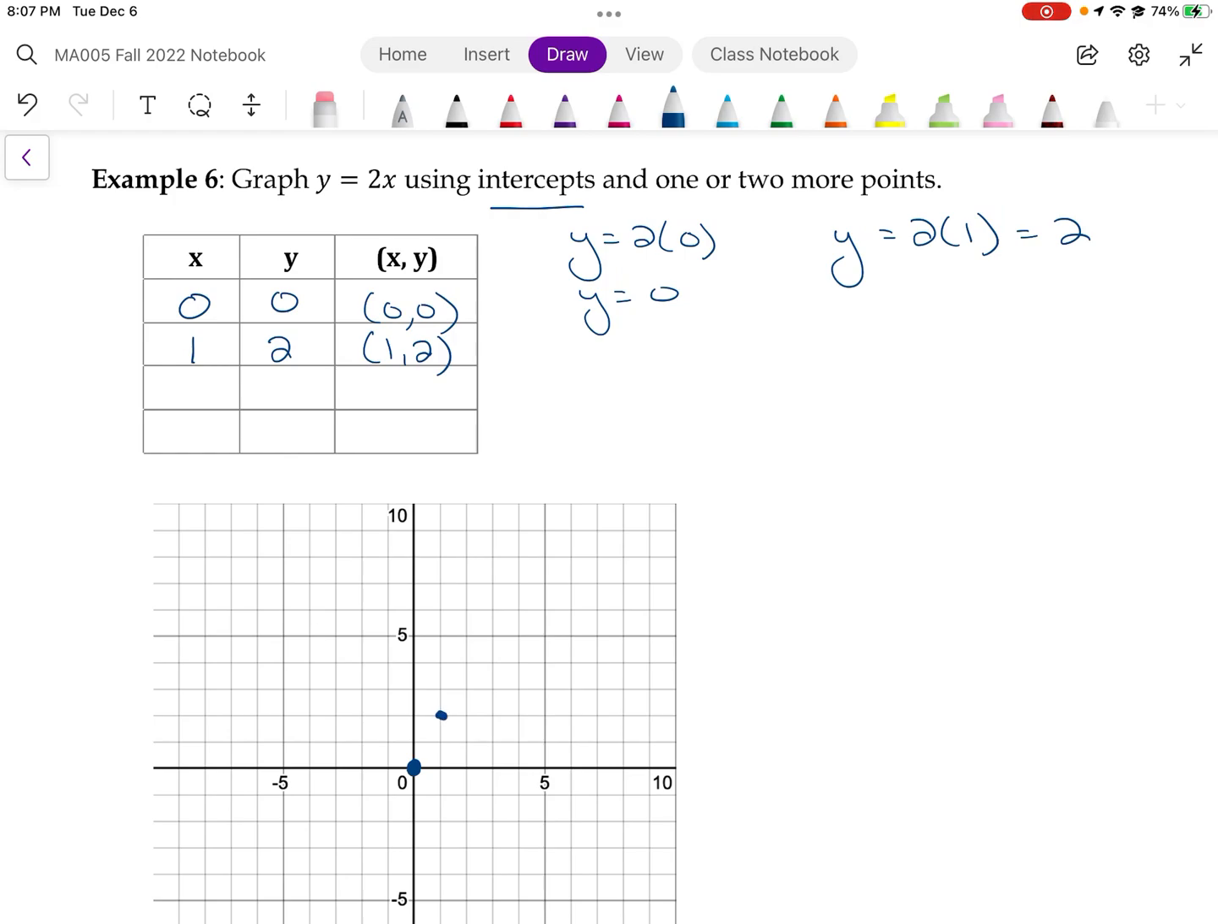All right, so let's pick an even bigger number. Let's do like y equals 2 times, I don't know, 4. That's going to be 8. So when I chose 4 for x, y is 8. So 4, 8. So as you can see, it's just going to be double. It's 2 times. It's going to be double every single time. 4 and then 8 right there. All right, so we end up with a line that looks like that.